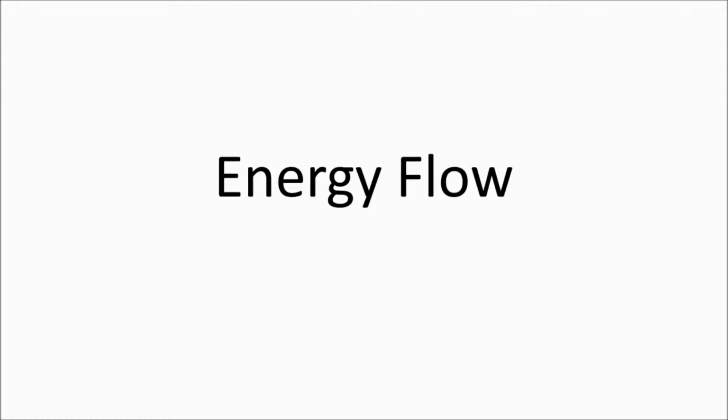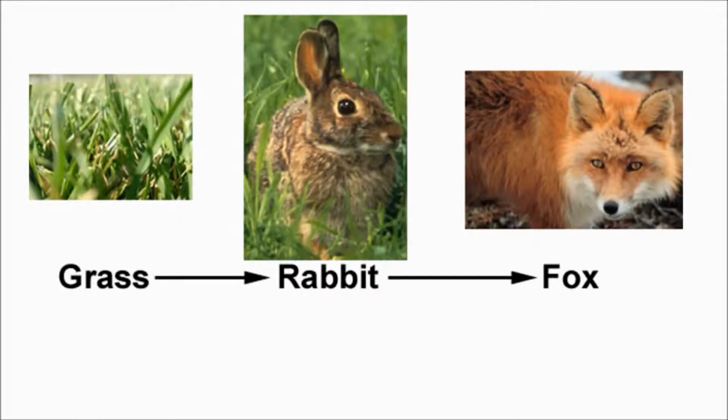Welcome to this video on energy flow. Here we have a food chain. It shows what eats what in a particular habitat. Now when you're drawing food chains, it's really important you draw the arrows pointing in the direction that the energy flows. So the energy from the grass goes into the rabbit, so the arrow points in that direction.